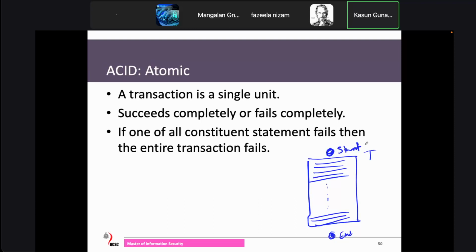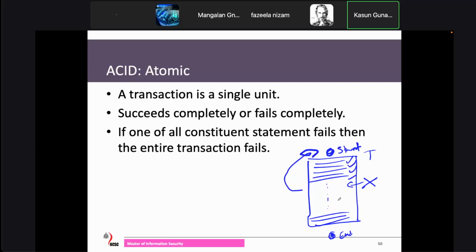At the starting point, the database may be in a particular state. The state may be changed with this transaction, so you will see the change at the end, right? But if the transaction fails in the middle, somewhere here, it will fail completely, which means it will go back to the initial state. Whatever you did here will not affect the state of the database. That is what atomicity is.